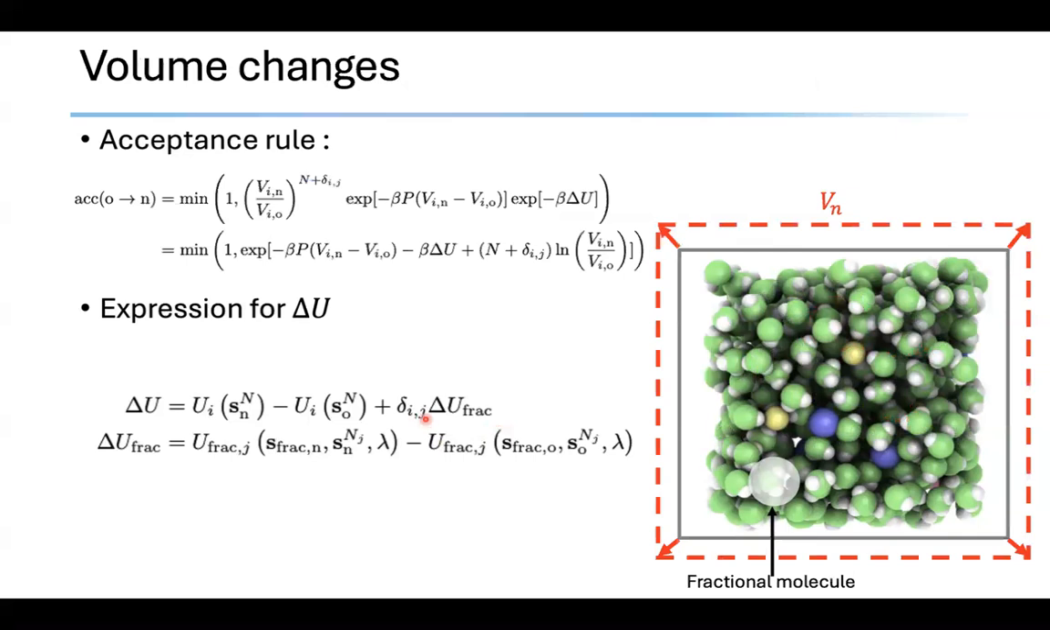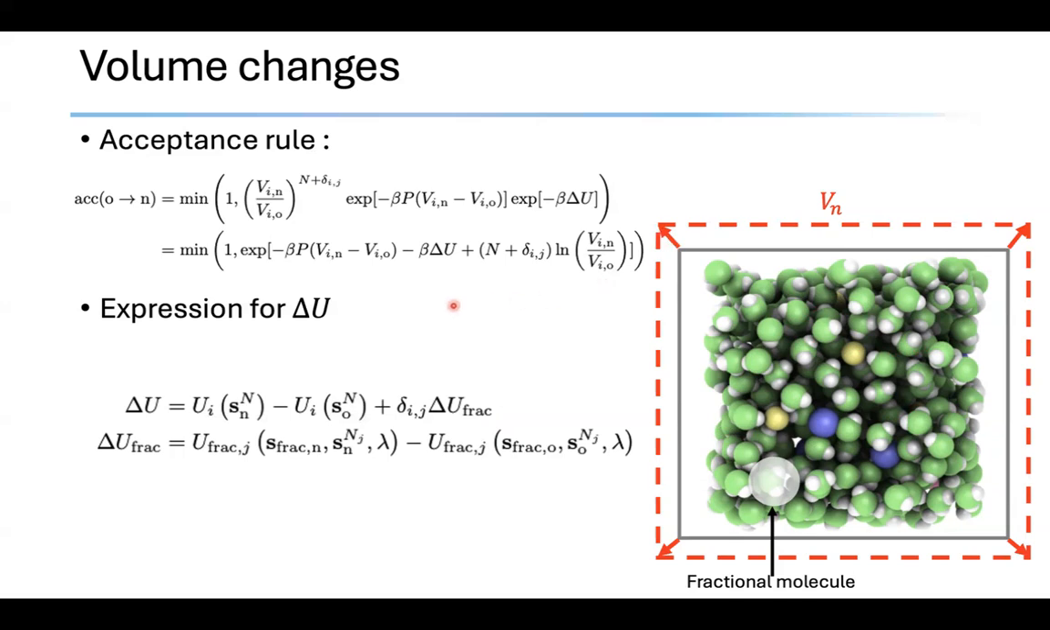The next set of changes are called the volume changes. What essentially happens is that you execute a volume move in which you either increase or decrease the volume of the chosen box. Once again, for the purpose of demonstration, I choose the dense box for this particular case. The acceptance rule for this particular change is given by this expression. I will not derive this expression, and this can be found in the BRIC manual.